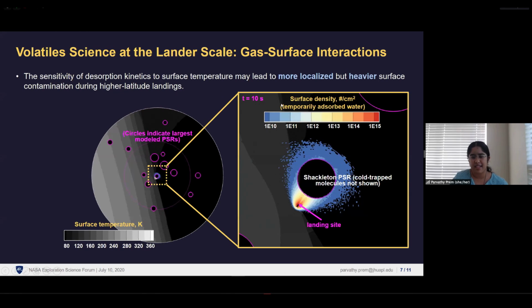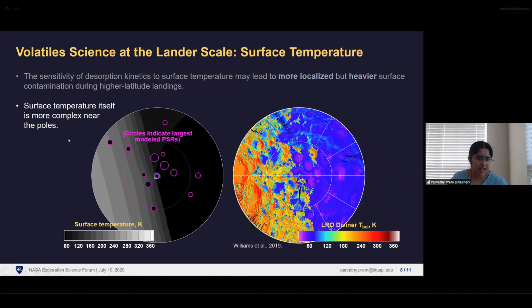This is 10 seconds into the descent burn. And at this point, water vapor from the spacecraft is spread across the surface of Shackleton. And I'm not showing the cold trap molecules here, but you do get an idea of how this material spreads. In this case, you have a fairly thin layer of water absorbed to the floor of Shackleton. And of course, the exosphere here is responding, volatiles are responding to temperature. And another interesting aspect of this is that temperature itself is more complex near the poles.